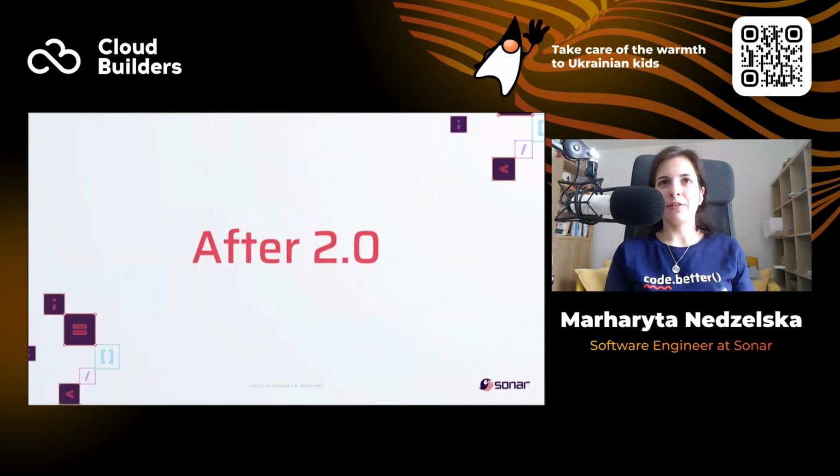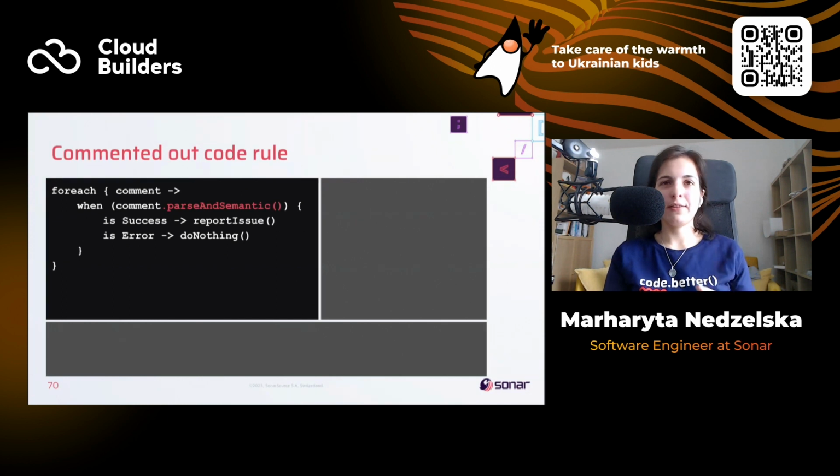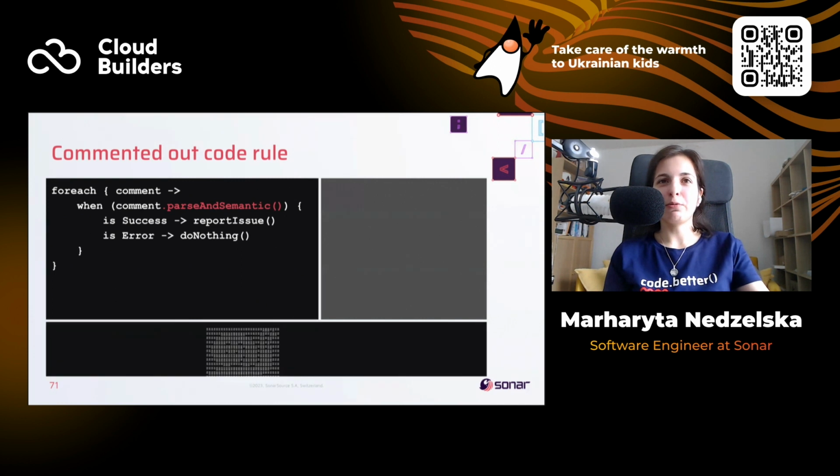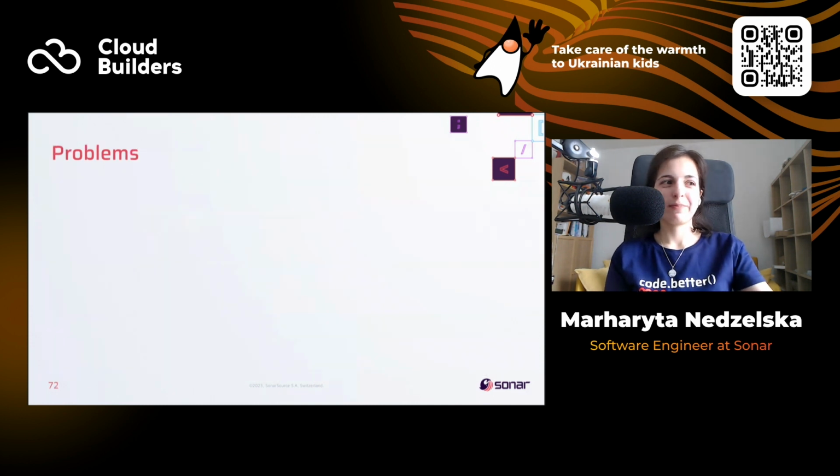But after 2.0, as we had some semantic information, we decided that we can fix it better and write it better. So we're still going through all the comments, but instead of just parsing, we are actually compiling it. So we are parsing and generating semantic information. For cases like that, it worked, but there was a tiny little problem. It became slow, like drastically slow, like completely slow. And we had a bunch of other problems.